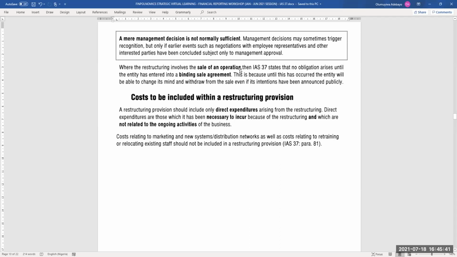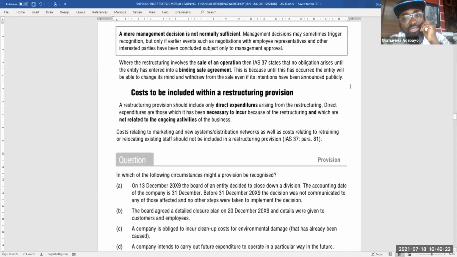Costs to be included within a restructuring provision. A restructuring provision should include only direct expenditures arising from the restructuring. Direct expenditures are those which it has been necessary to incur because of the restructuring and which are not related to the ongoing activities of the business. Costs relating to marketing and new systems like the distribution network, as well as costs relating to retraining or relocating existing staff, should not be included in a restructuring provision. IAS 37, paragraph 51.